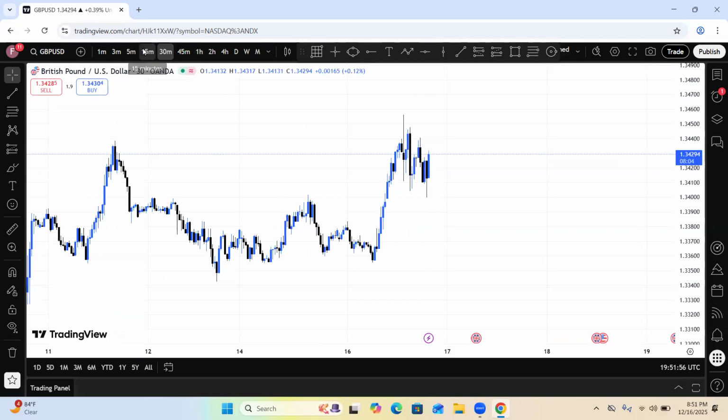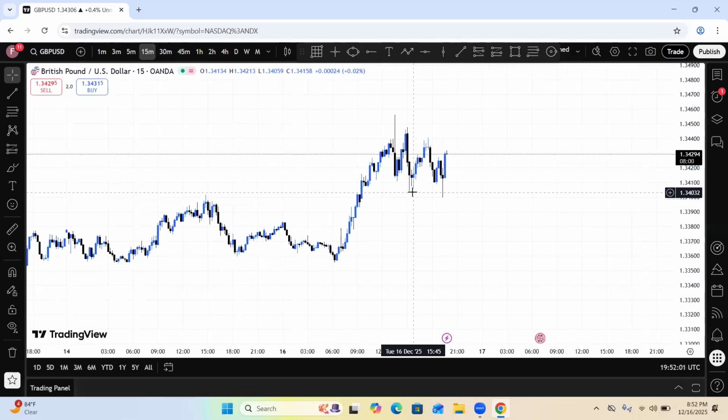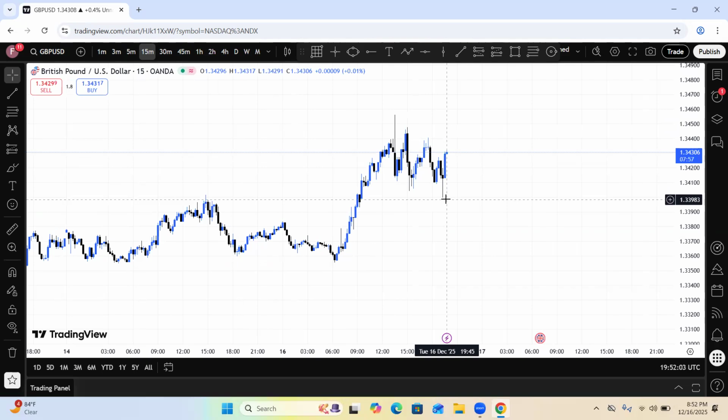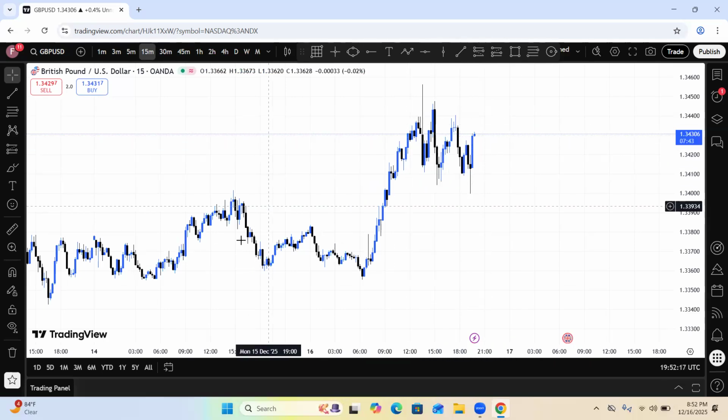If you go to the 15 minutes time frame, you can see that as we're getting down to the lower time frame, the charts are getting bigger and longer and more open. You can see the clearer picture. It means that every candlestick that you are seeing here was formed in 15 minutes.